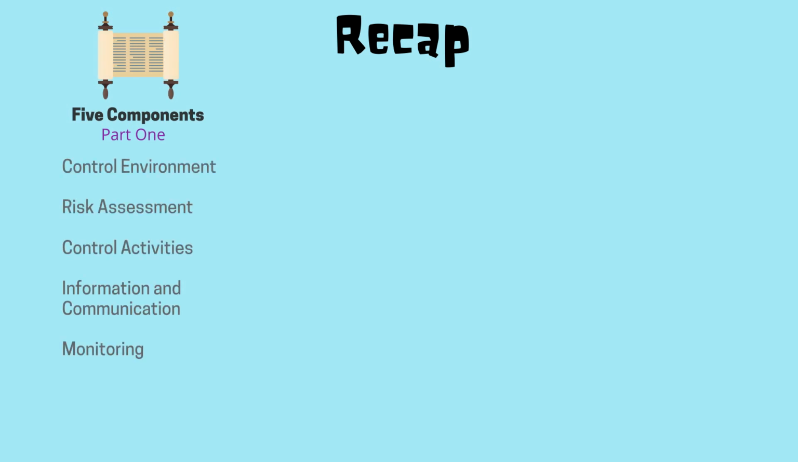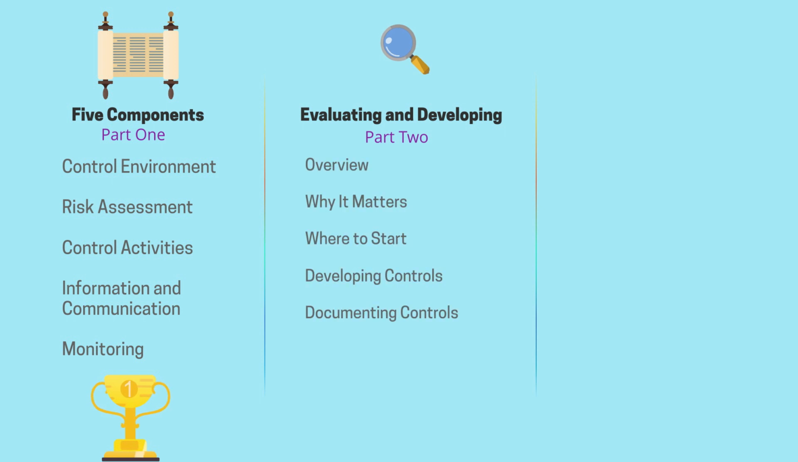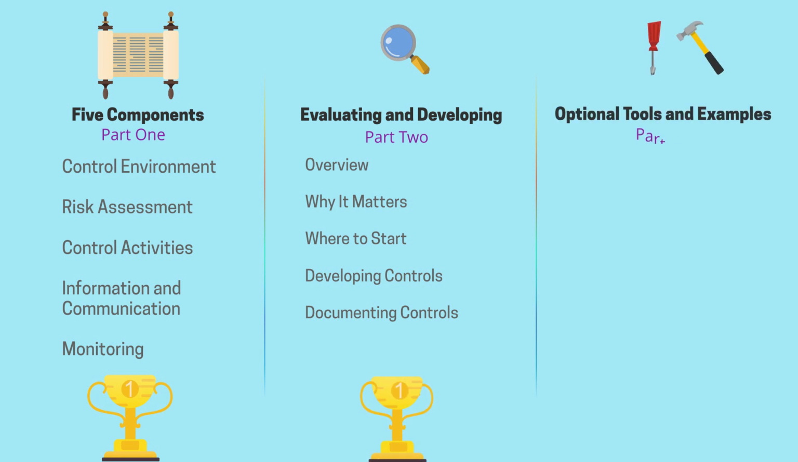So let's do a recap of the overall flow of the internal control guidelines. Part 1 has 5 sections detailing expectations for the 5 components and management's responsibility to design and implement internal controls. Part 2 has 5 sections, 1 for each component. For each component, there is an overview, why it matters, where to start, developing controls, and documenting controls. The optional tools in Part 3 correspond to Part 2.